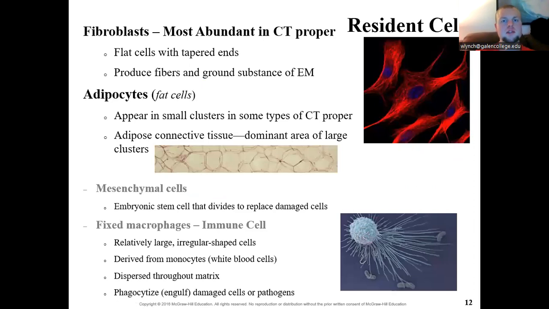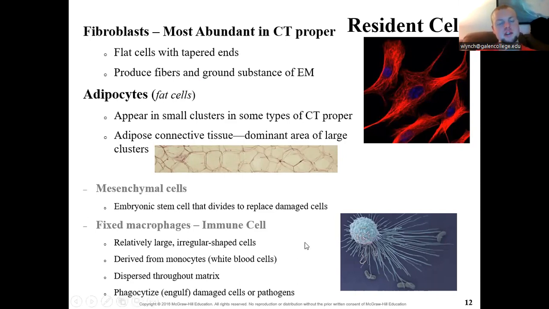So our fibroblasts are the most abundant cell in our connective tissue proper. They're going to produce the fibers of the connective tissue, such as collagen and elastin. We have adipocytes, which are fat cells that will grow or diminish based on the amount of fat that they are storing. We have the mesenchymal cells that are activating as stem cells. They work to replace damaged cells that exist inside of the connective tissue.